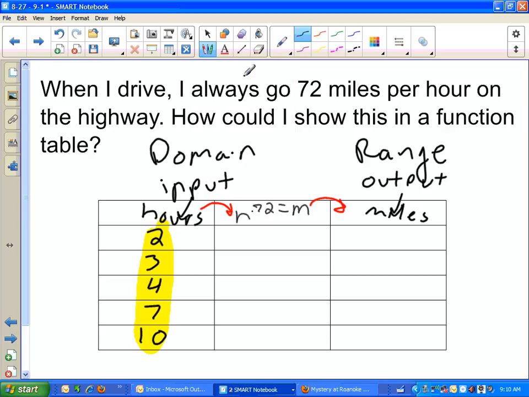Okay, so here in the middle, what are we going to put for our function rule? I'm going to put 2 times 72 equals, well, 2 times 70, 140, plus 2 times 2, 4. So this looks like it's going to be 144 miles. Then we would do the same thing here. 3 times 72, 4 times 72. Keep going, so on and so forth. What you get for your range for the answers for all of these, that's your output.